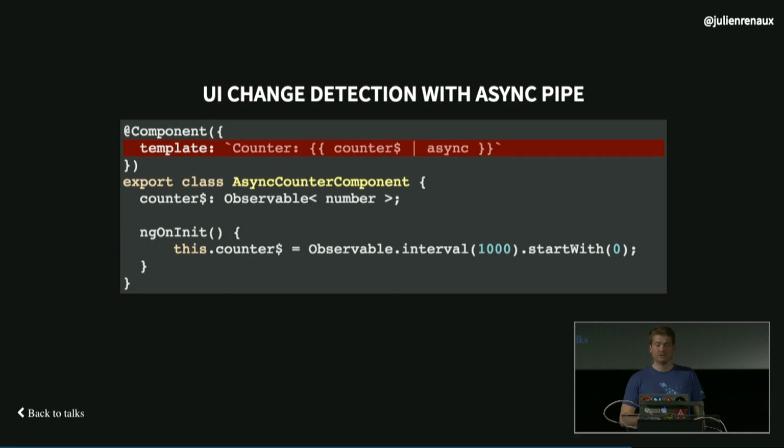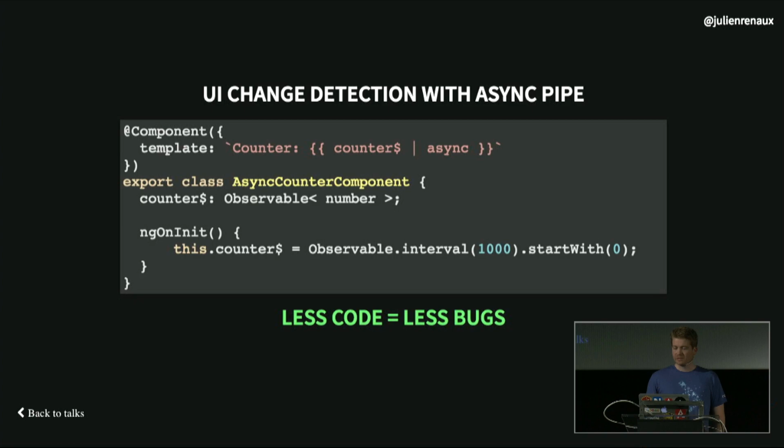So this example is exactly the same as the previous, but with less code. The async pipe subscribes and unsubscribes automatically to observables, letting you focus on what really matters to you, the data to display, right? So Angular does the rest. And keep in mind that less code is less bugs. Like I said in the previous example, if you forgot to unsubscribe, you could have memory leaks.